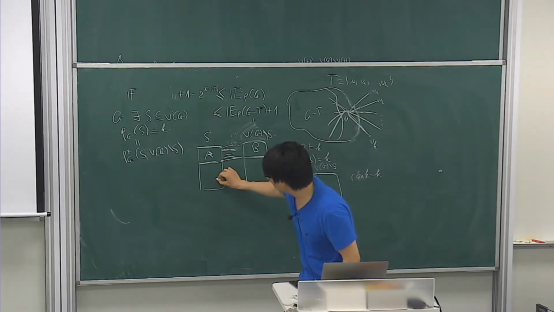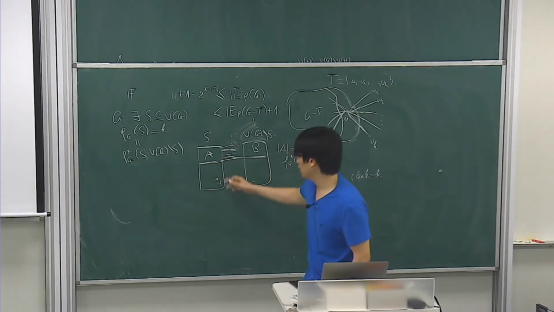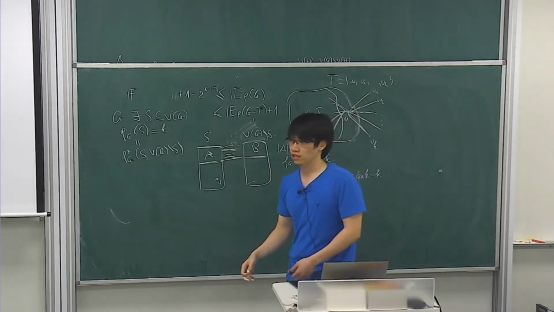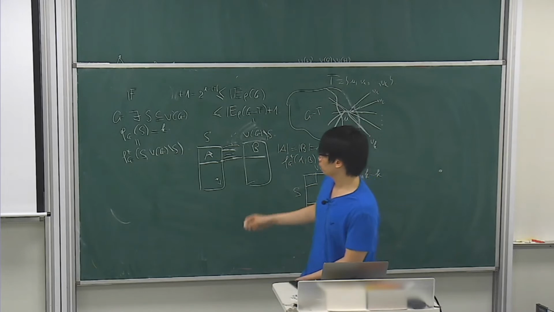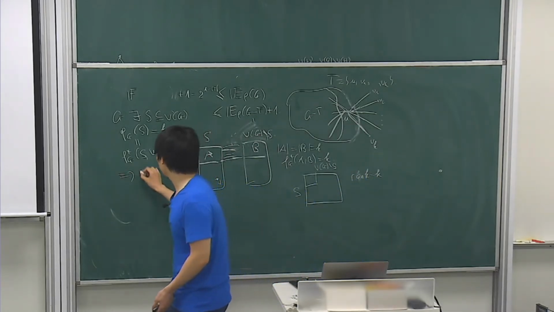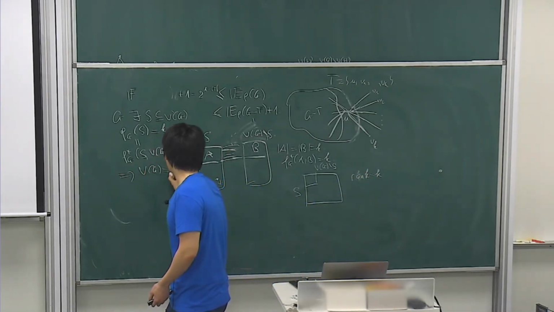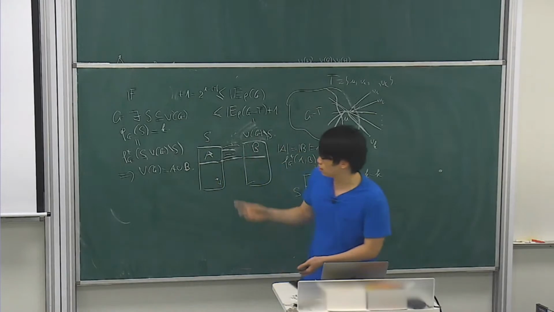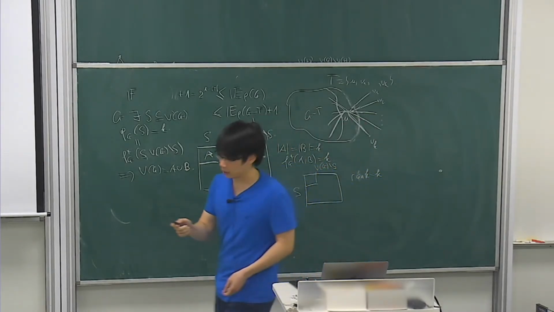So if you delete any vertex, say v, outside of A and B here, then the maximum cut rank doesn't change. So you can deduce that V(G) must be the disjoint union of A and B. And so G has size 2k, right?